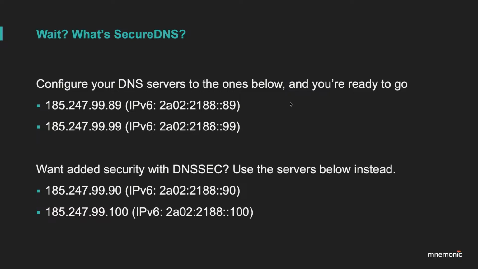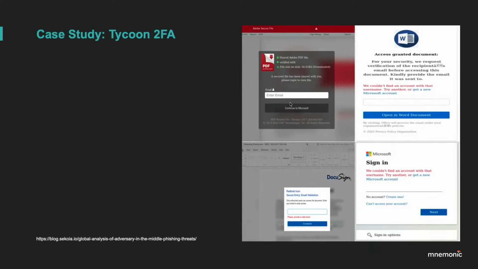Non-DNSSEC and DNSSEC versions are available, free service, knock yourself out. So, example. We'll take one of these phishing kit websites. This one is from Tycoon2FA, so it was generated with that particular phishing kit. And what does that look like? Well, as a user, it looks kind of like this.